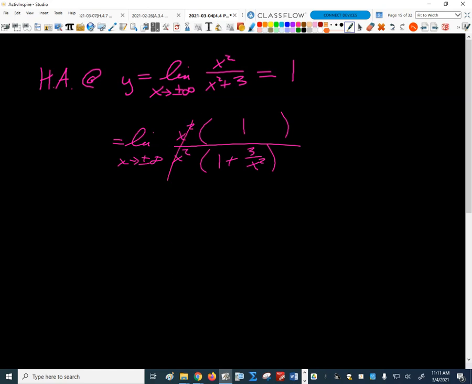Those cancel algebraically, and so this is just equal to the limit of 1 over 1 plus 3 over x squared as x approaches plus or minus infinity. And 3 over x squared, as x gets huge, that term in the bottom just approaches 0, so I get 1 over 1. Does that make sense? Is that ringing a bell?